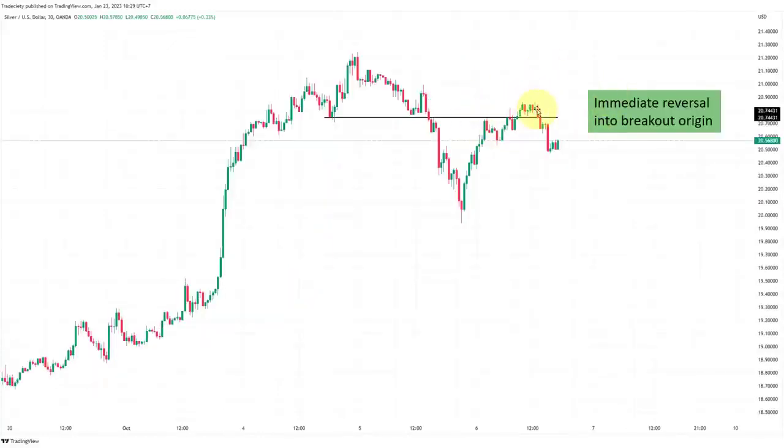Then we have the immediate reversal back into the breakout level. And this is a pattern that I've been studying for the last maybe 2 years, because I've seen this tendency increase in today's market, 2023, significantly. And this is something that I would really urge you to also take a look at closer.